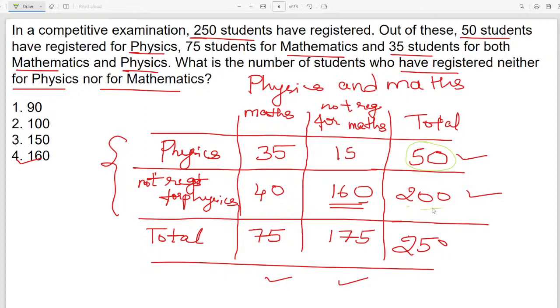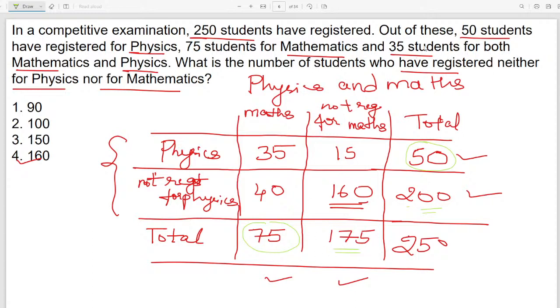And then 75 students have registered for mathematics. So I'll write here, total people who have registered for maths are 75. And the people who have not registered for maths is 250 minus 75, that is 175. So 175 would come here.